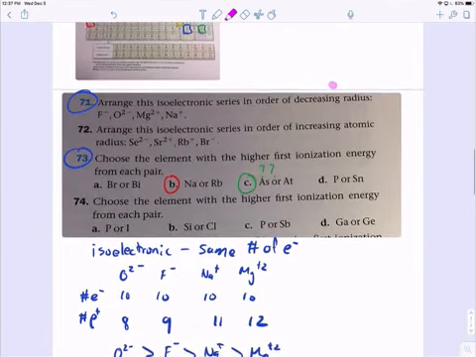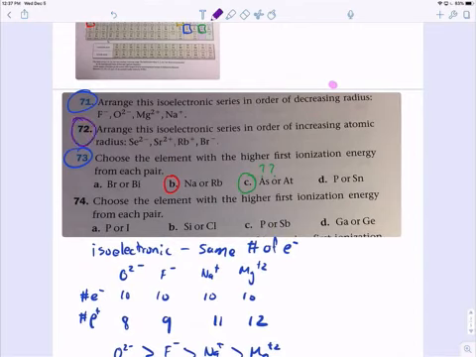Okay, so I guess first one here, let's start with 72. And these all have 36 electrons.